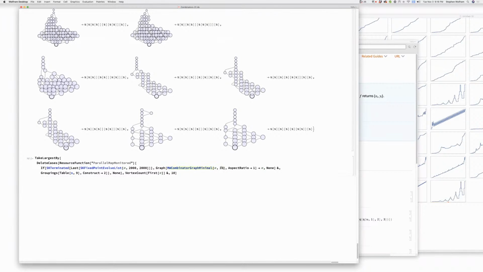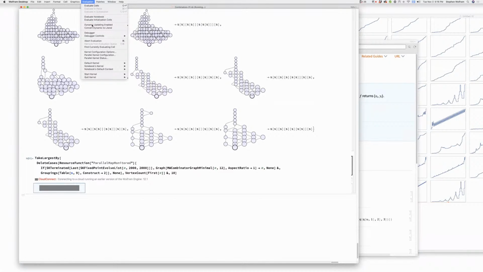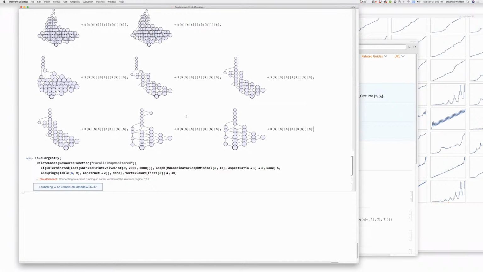Yeah, okay. Let's not live as dangerously as that. Let's go to this. Splatteroo. Okay. Dynamic updating enabled. Hopefully the parallel kernels that were controlled by this machine all died off. I think that's been much improved recently, the ability of a parallel kernel to know that its controller is dead.